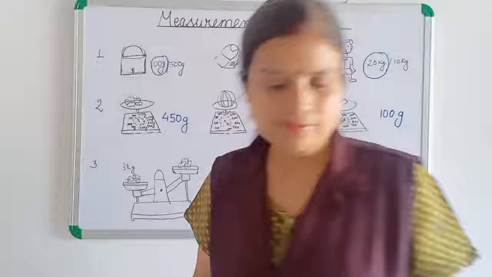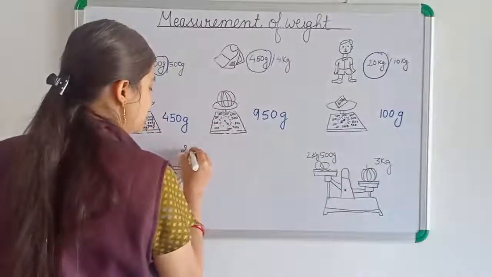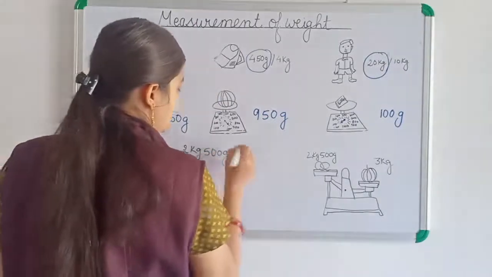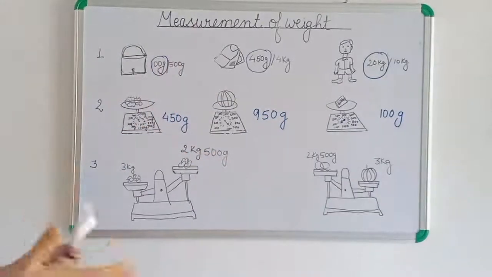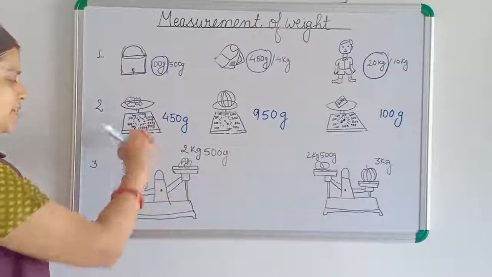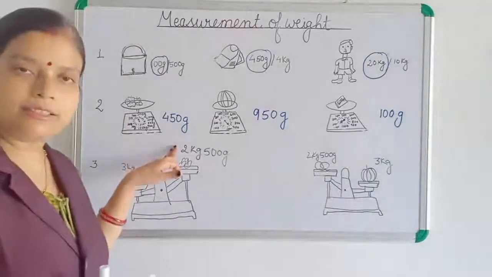Okay, here it is 2 kg 500 gram. So which side is going up? That will be the lighter one only, not heavier. That will be the lighter one. So this side is going up and this side is coming down. So this object is heavy and this object is light.